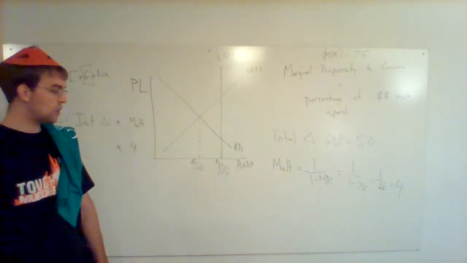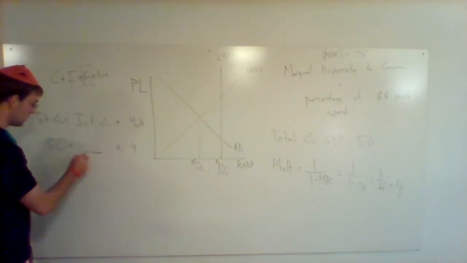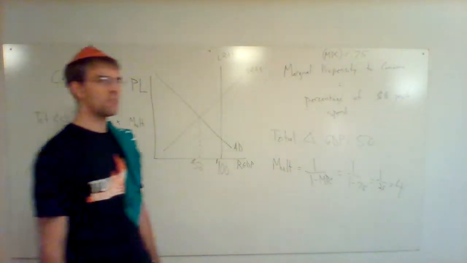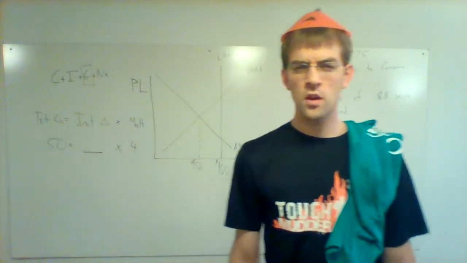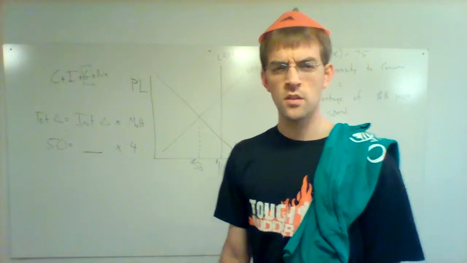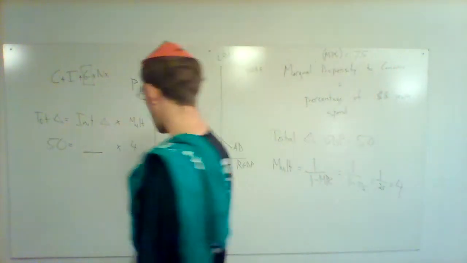And my initial change now, oh, I didn't come up with an easy number here. What's 50 divided by 4? 12 and a half. 12 and a half.